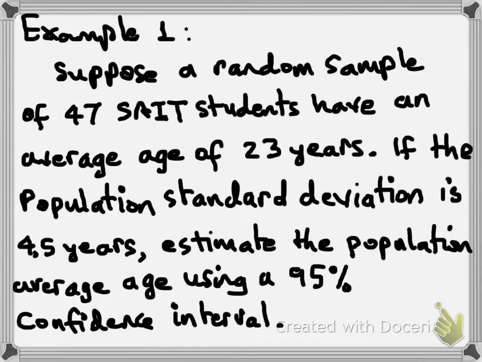So for example, let's do a quick example. Suppose a random sample of 47 SAIT students have an average age of 23 years. If the population standard deviation is 4.5 years, estimate the population average age using a 95% confidence interval. In other words, we want to create a 95% confidence interval estimating the average age of all SAIT students.